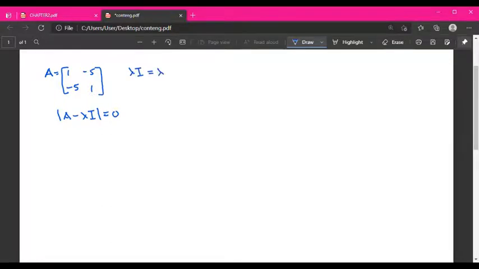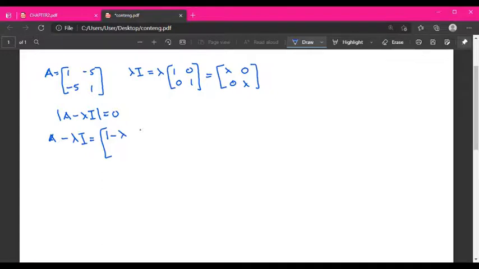Lambda yang kita nak cari tadi. Okay, matrix I adalah identity matrix. Because A adalah matrix 2 by 2, so identity matrix will also be a 2 by 2 matrix. So, it will be lambda 0, 0, lambda. Alright. So, first of all, find dulu matrix A minus lambda I. So it will be this matrix minus dengan matrix lambda I. So it will be 1 minus lambda, negative 5, negative 5, and 1 minus lambda. Okay, next, find the determinant of this matrix.